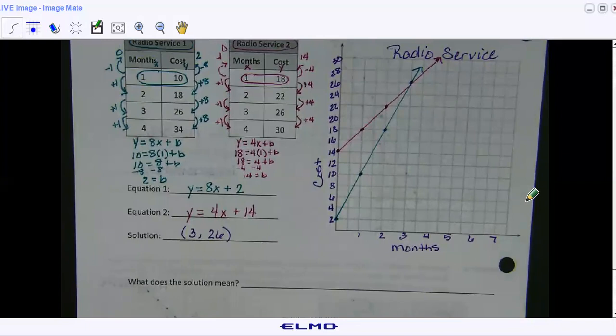Okay, so now we need to describe the solution. Before anyone says anything about the solution, I want you to think in your head, how would we describe the solution of (3, 30) in this real world situation?